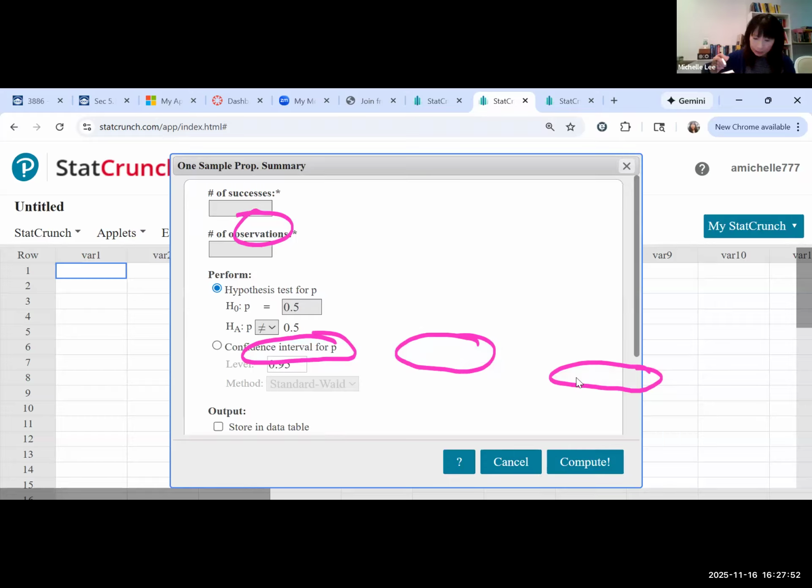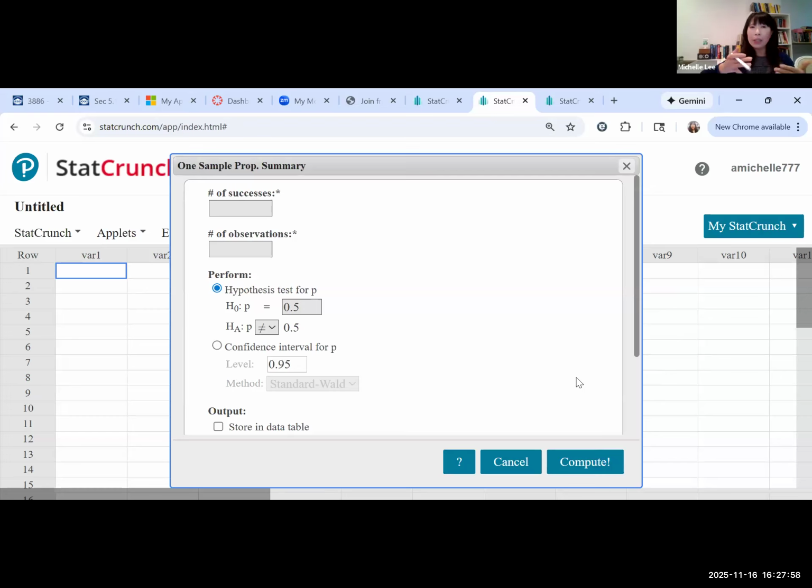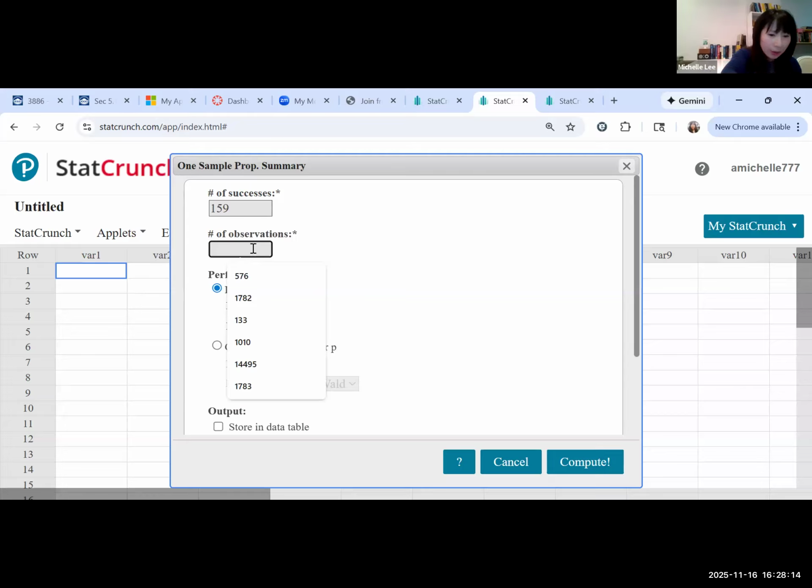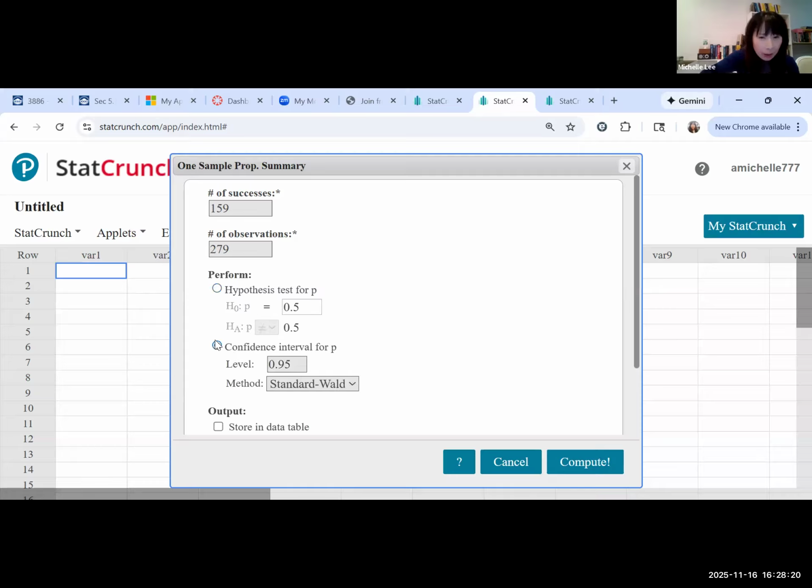All right. Let me erase. Okay. So they ask us, we need to figure out the number of successes. So that is 159 number of successes and number of observations is 279 and confidence interval 90% level of confidence, right? Okay, then I think that's it. Compute.